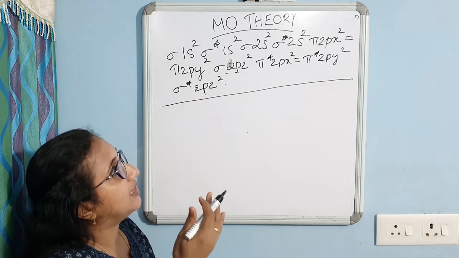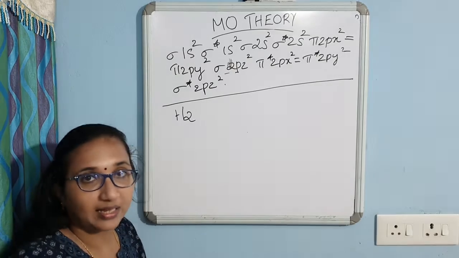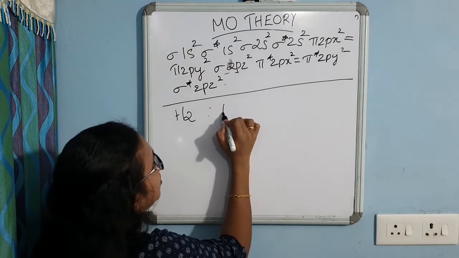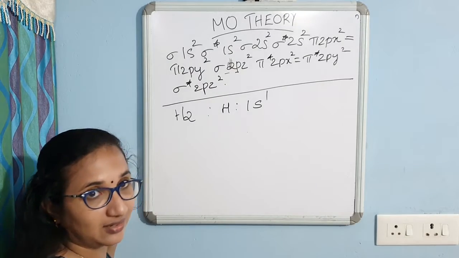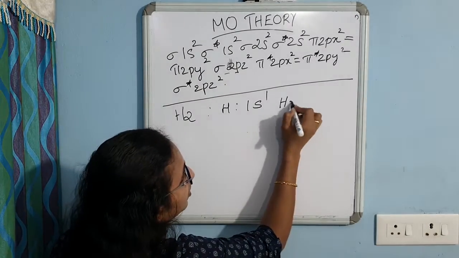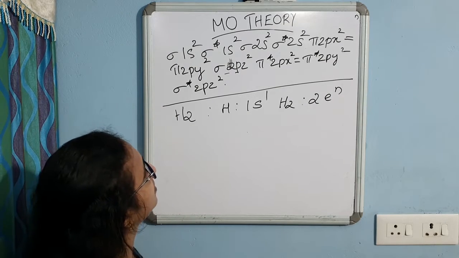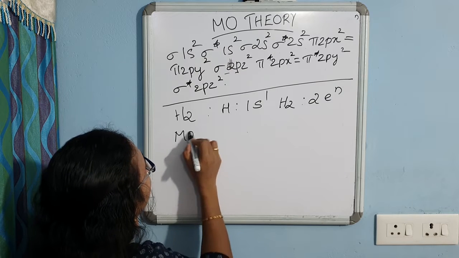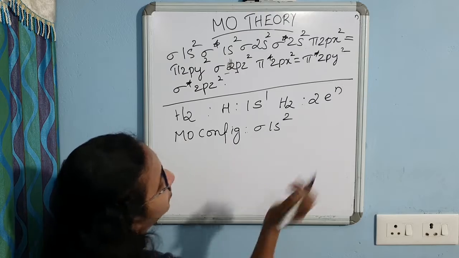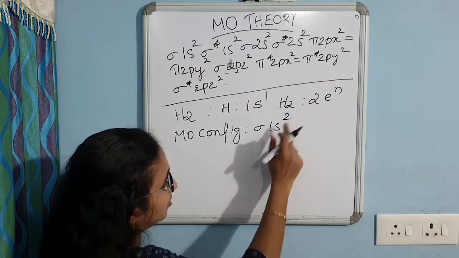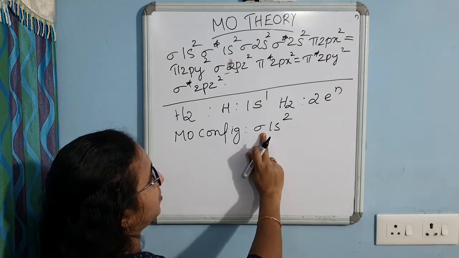So let's take the example of the hydrogen molecule to illustrate the MO diagram. For the hydrogen molecule, we know the hydrogen atom has the atomic configuration 1s1, so the hydrogen molecule has just 2 electrons. Simply, we can write the MO configuration of the hydrogen molecule as sigma 1s2. Those 2 electrons go to the lowest bonding molecular orbital, sigma 1s.